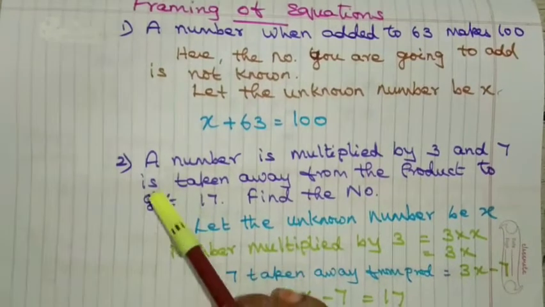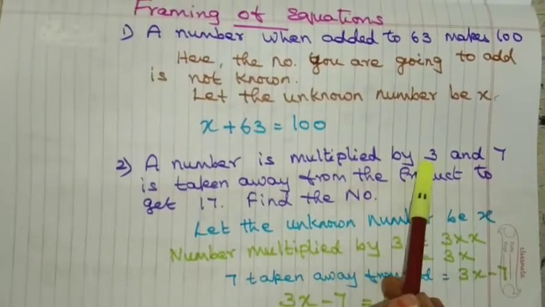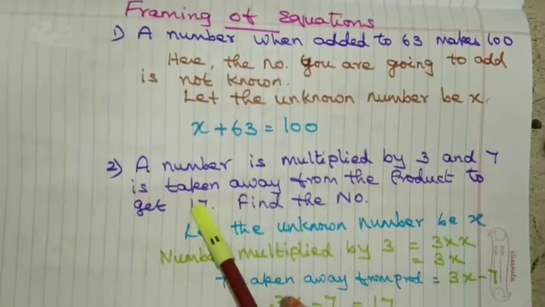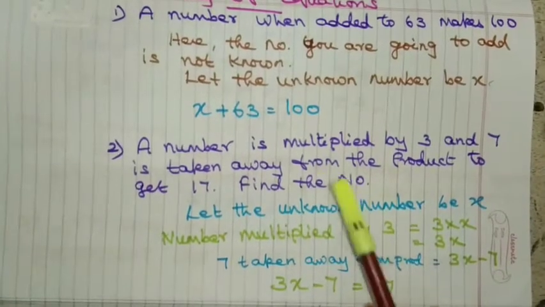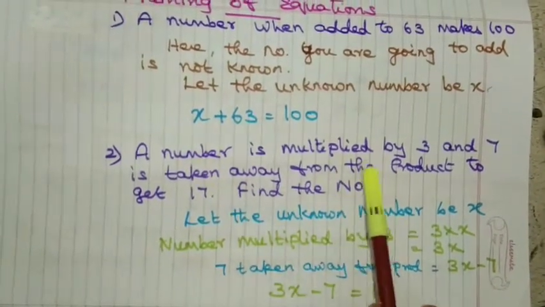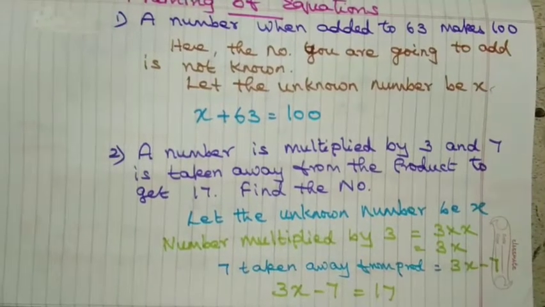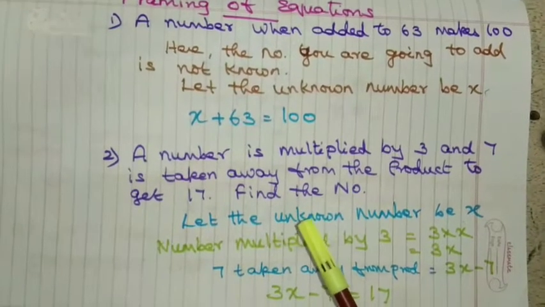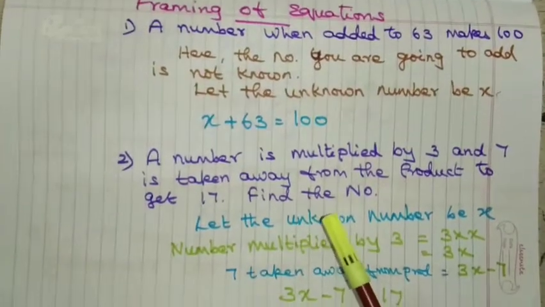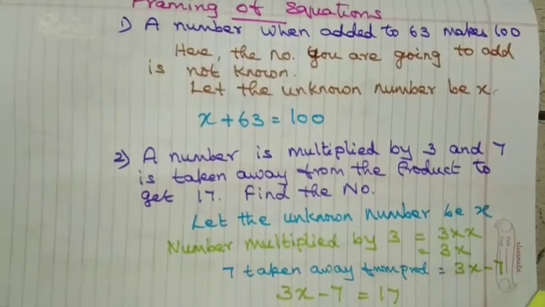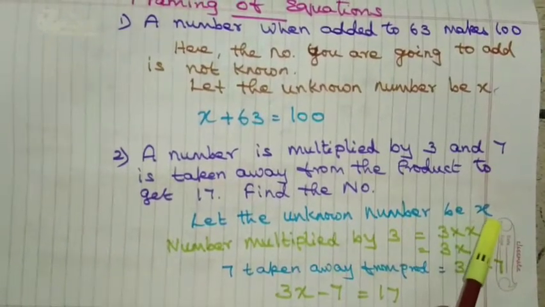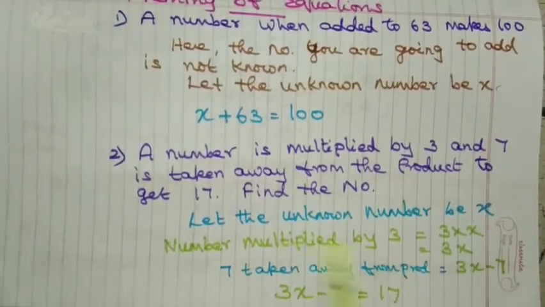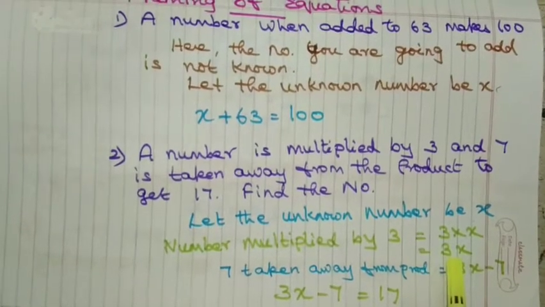Another example. A number is multiplied by 3 and 7 is taken away from the product to get 17. Find the number. So what you are doing? You are multiplying a number with 3 and you are taking off 7 from the product. Again I don't know the number, so I will consider the unknown quantity to be x. What am I doing with that number? I am multiplying. So 3 into x which will give me 3x.